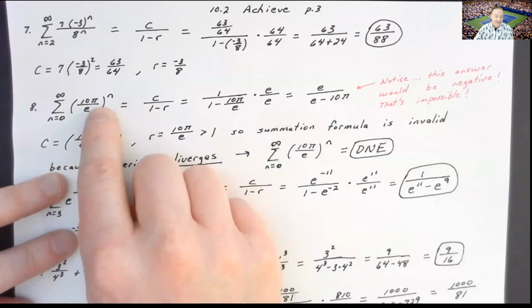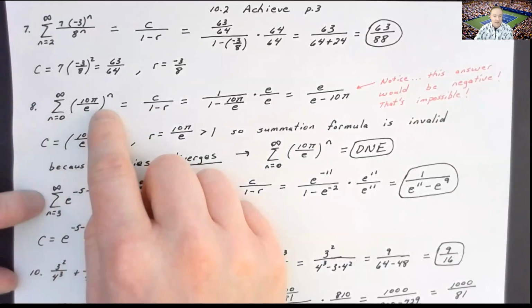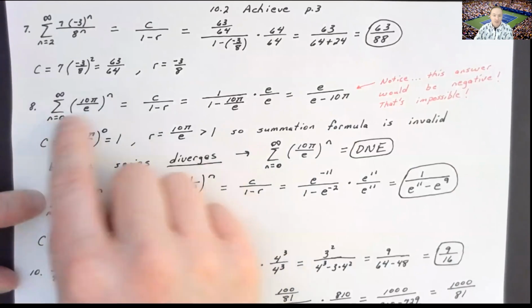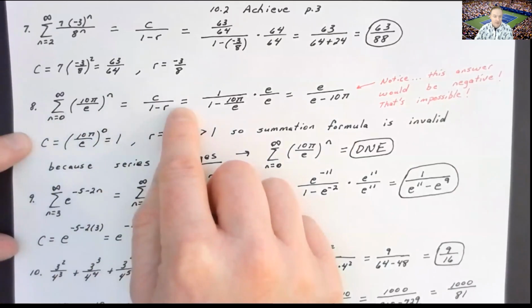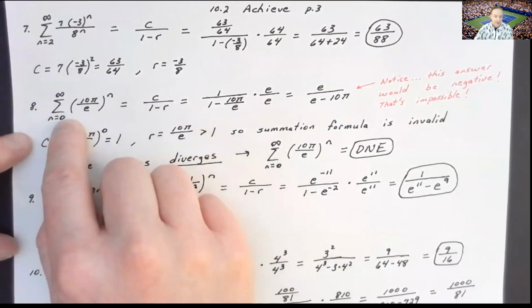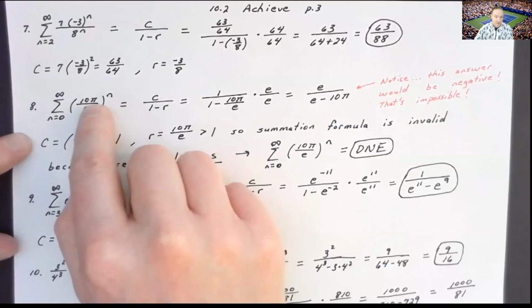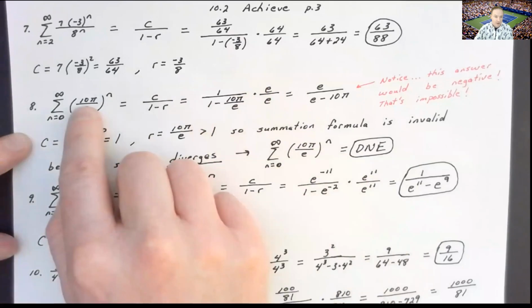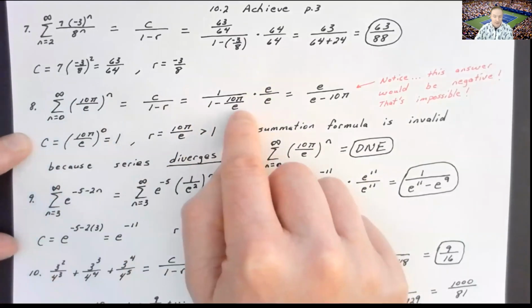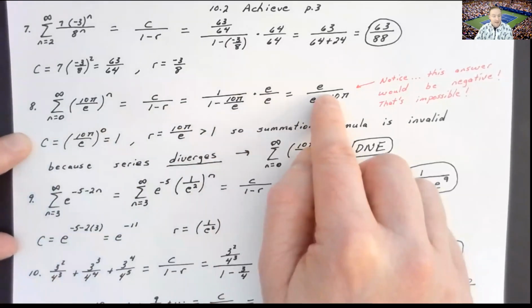So the first thing I did is I looked at this series here and I just said, okay, it's a geometric series. You have something raised to the n power. So I just went ahead and said, well, the summation formula is c over 1 minus r. And if you think about what c would be in this case, it's just the first term. Well, the first term would be when n is 0. And if n is 0, this group to the 0 power is 1. So I said 1 over 1 minus the common ratio, which would be 10 pi over e. And then I tried to simplify by multiplying by e over e, and I got to this expression.